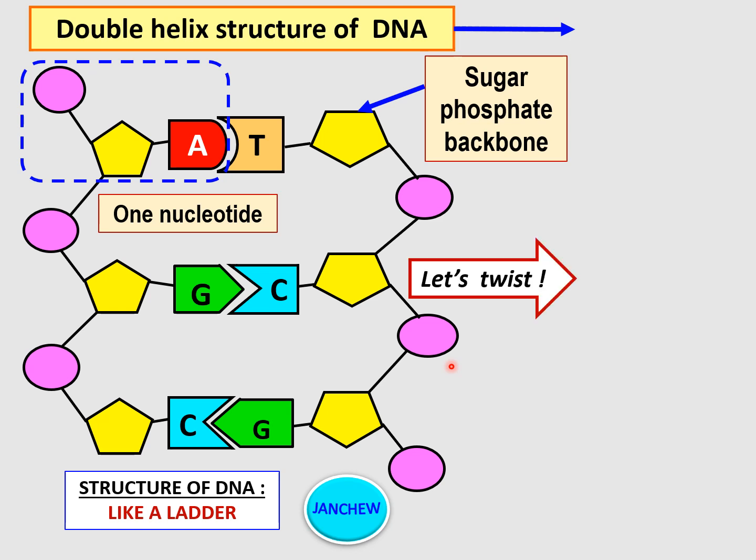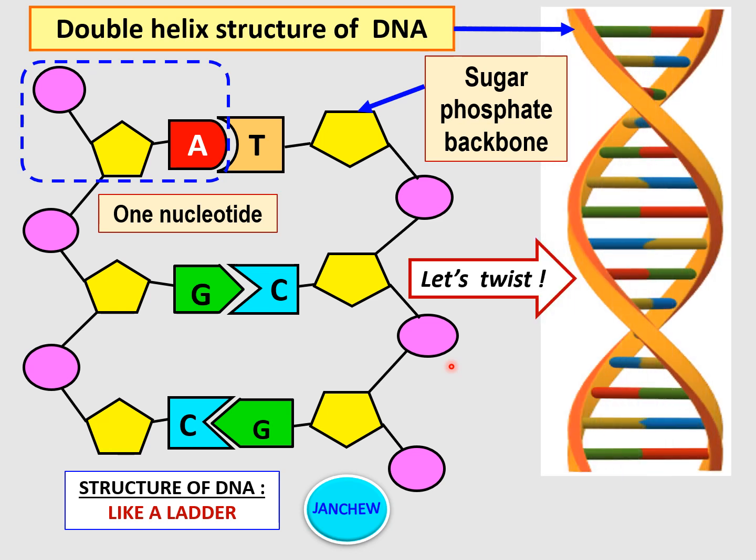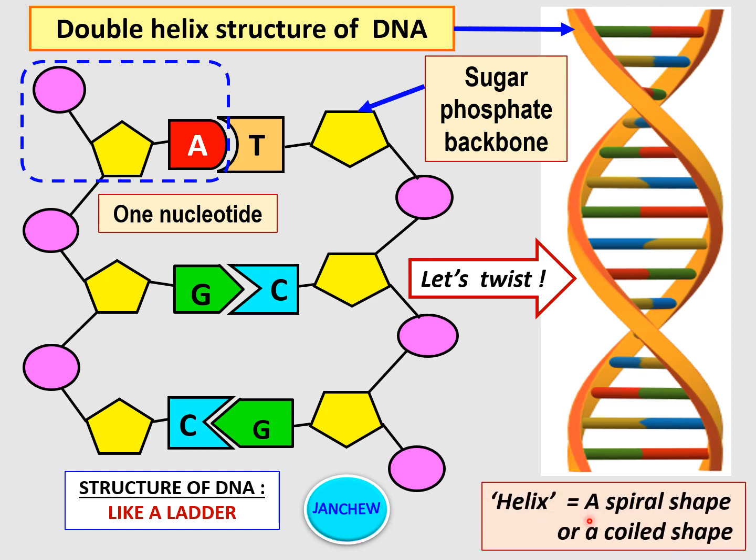Let's twist. And finally, you have the double helix structure of DNA. Okay? So a helix is a spiral shape or a coiled shape, like this. And here you can see the sugar phosphate backbone is the orange part here. It's for the first strand, and the second strand also has the sugar phosphate backbone.